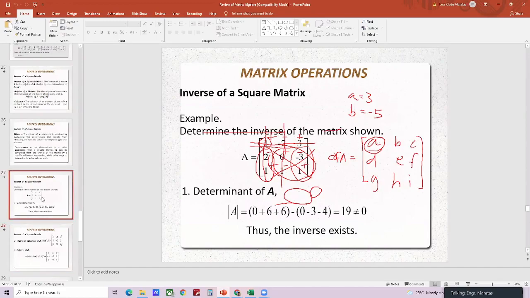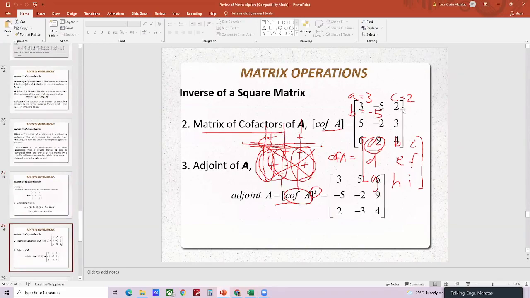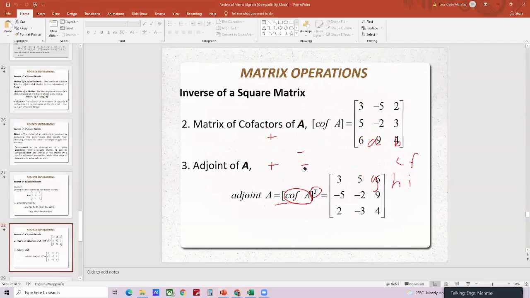C is located in the first row, third column. So eliminate the first row and third column, and what remains is this. So it should be 2 times 1, that's 2, minus 0. So that should be 2. And this is positive. So C is equal to 2. So again, if I put it back here, it is 3, negative 5, and 2. Okay? Then you continue, and you have all these elements of your cofactor matrix.